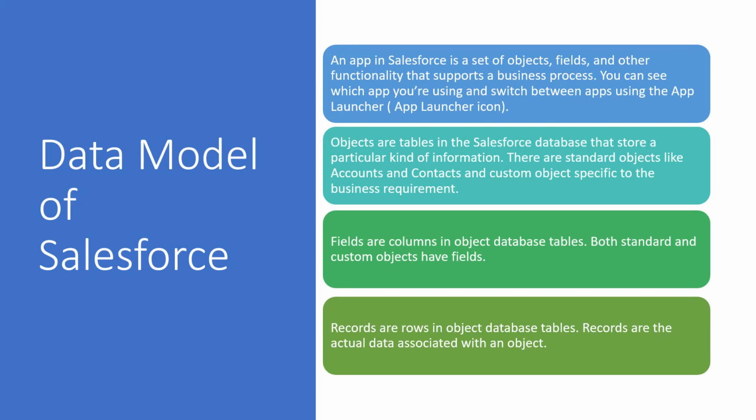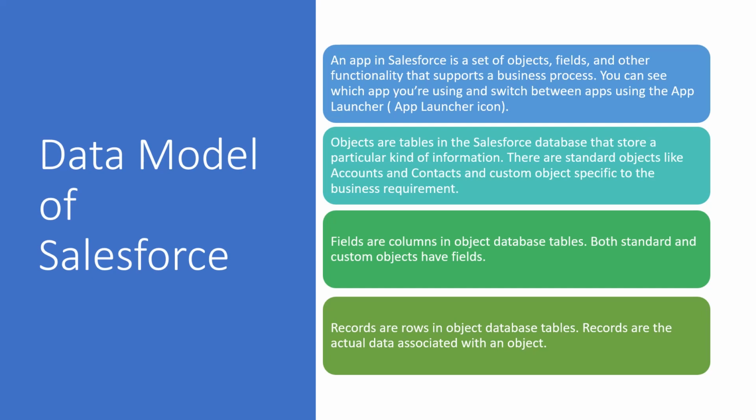So let's understand the data model of Salesforce. Whenever you are building any functionality, you start with an app. An app is basically a set of objects, fields, or other functionality that supports our business processes. So you can see which app you're using and switch between apps using the app launcher.